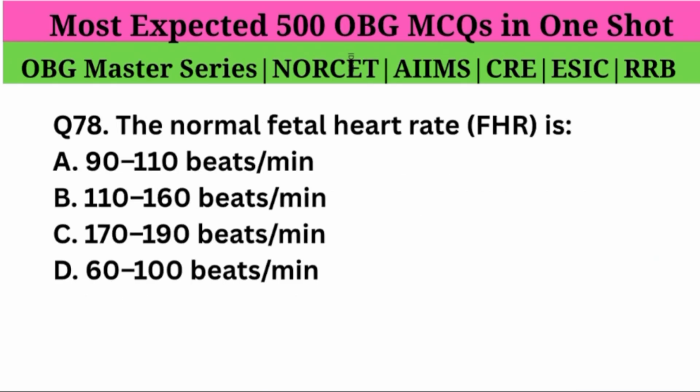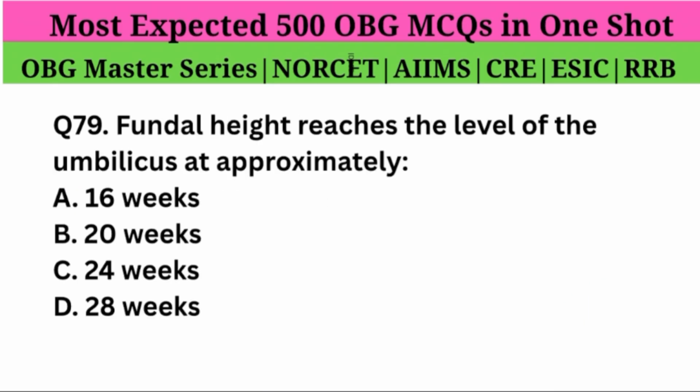Next question, the normal fetal heart rate is. Your correct option is option B, 110 to 160 beats per minute. Next question, the fundal height reaches the level of the umbilicus at approximately how many weeks? Your correct option is option B, 20 weeks.